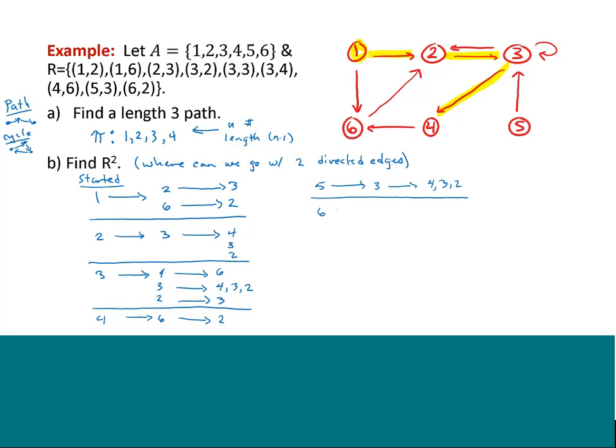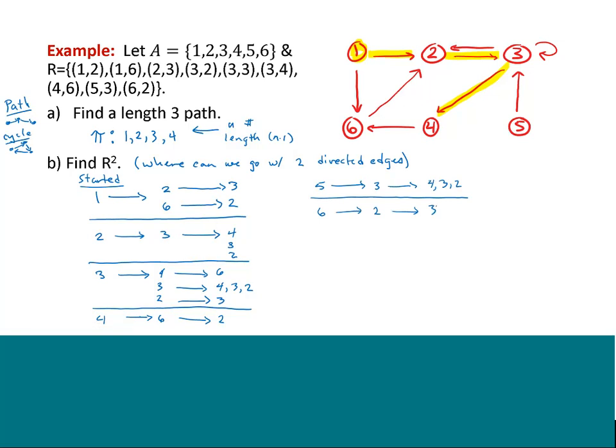Now, what about 6? Only option for 6 is you have to go to 2. Now, once you're at 2, where can you go? And the only option of 6 to 2, you have to here go to 3 because there's only one out. The out degree of 2 is 1, so that's the only length 2 path of 6.